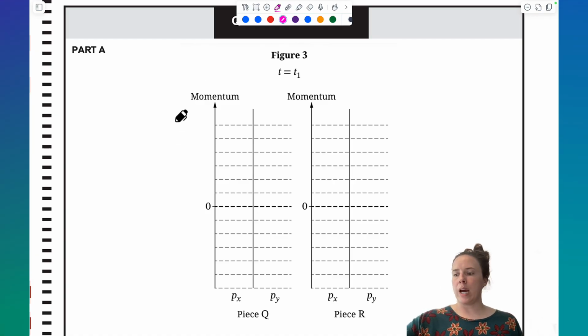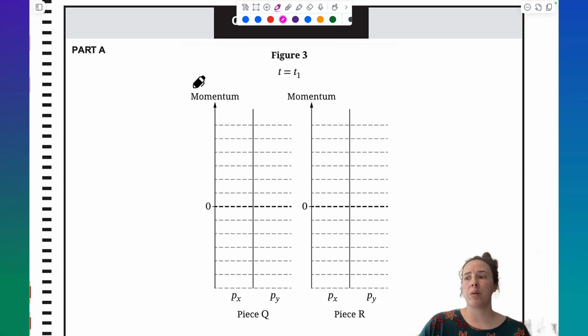In this one, we have a projectile being launched, and then it goes boom at the top of its trajectory. Our first mission is to draw the momentum diagrams for these. They tell us that our horizontal and vertical components of the momentum vector are represented by a figure that they give you.